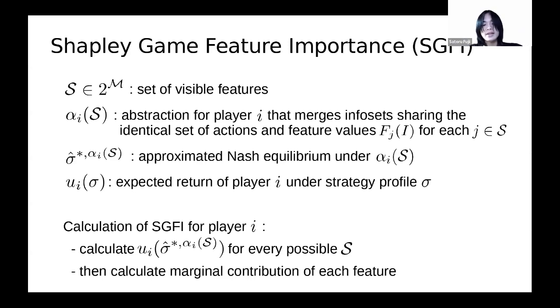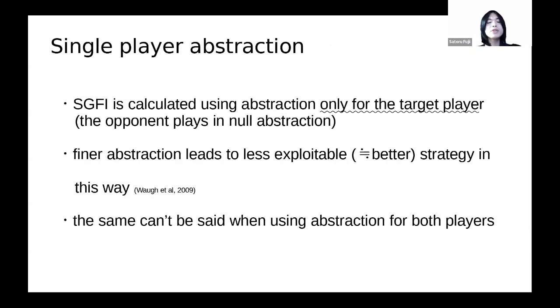Calculation of SGFI is done by calculating expected returns of equilibrium strategies with abstraction for every possible feature subset, then calculating marginal contributions of each feature. The trick here is that SGFI is calculated using abstraction only for the target player, meaning the opponent plays in null abstraction. This is because it is known that finer abstraction leads to a less exploitable or better strategy in this way, while the same cannot be said when using abstraction for both players.